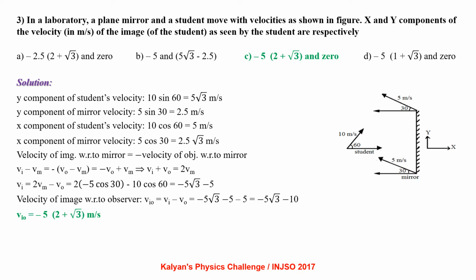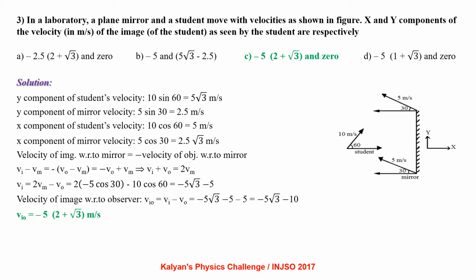Velocity of the image with respect to mirror equal to minus velocity of the object with respect to mirror. So velocity of image minus velocity of mirror equal to minus of velocity of object minus velocity of mirror, from which we get velocity of image plus velocity of object equal to 2 times velocity of mirror. So velocity of image equal to 2vm minus v0, which is minus 5 root 3 minus 5.